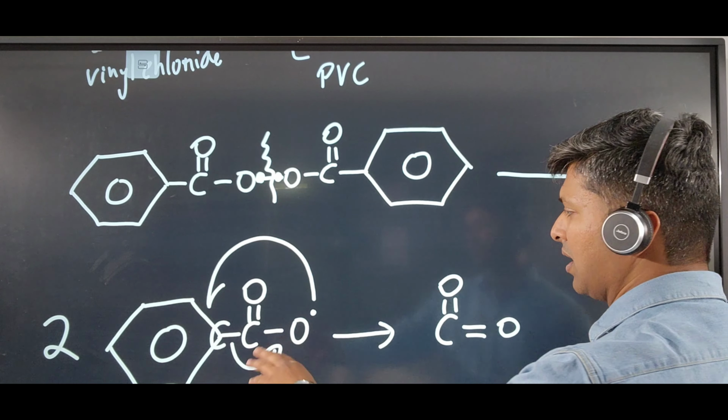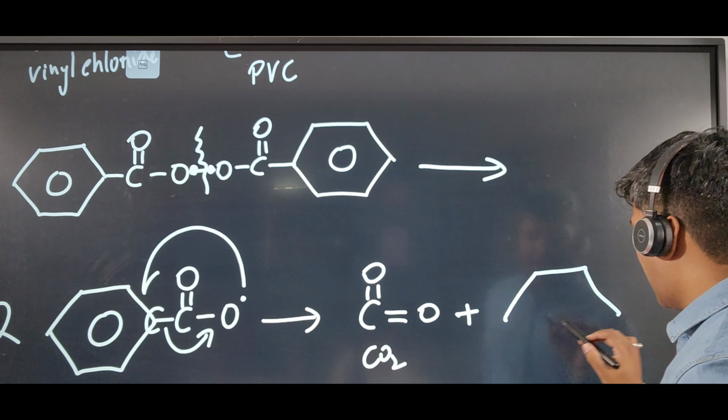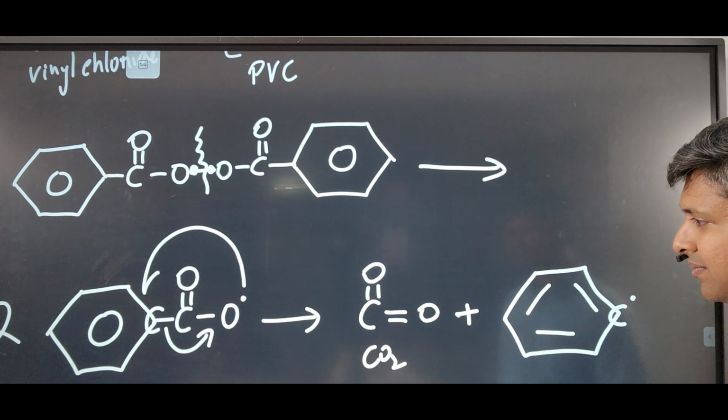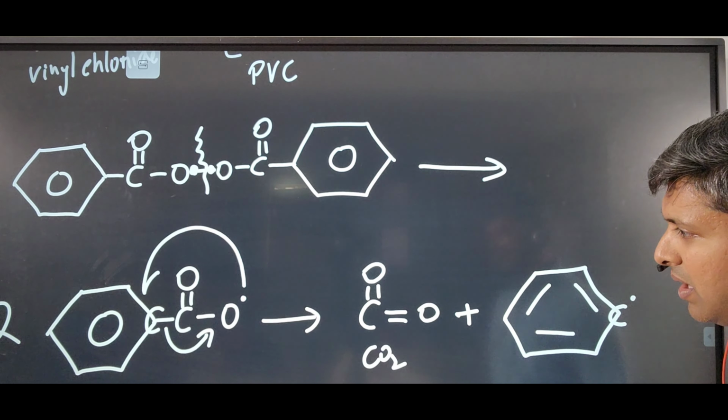And this phenyl ring will now have the unpaired electron, and because it has the unpaired electron, we call it the free radical. This is also called the free radical mechanism. So this phenyl free radical, we take it in the next step, and we will now introduce the ethene molecule.